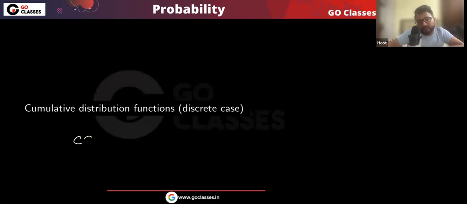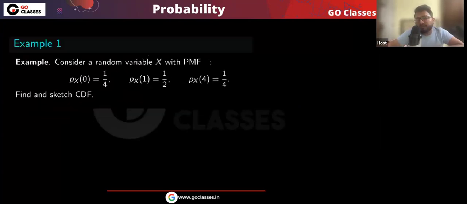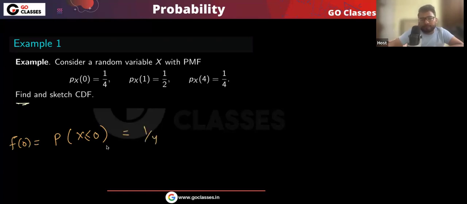So this is the CDF for the discrete case. Let's just see this. For example, if this is the PMF which is defined, then can you find and sketch the CDF? Let's just try doing it. So what is the probability that x is less than or equal to 0? This is basically F of 0, right? Which is just 1 by 4, I think.